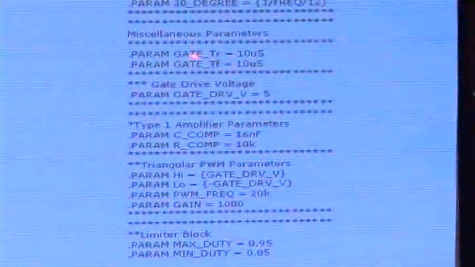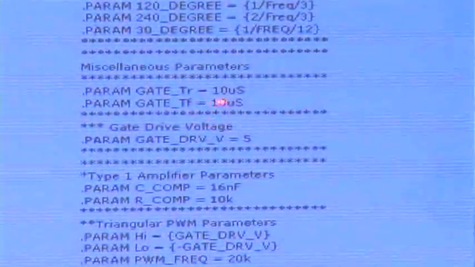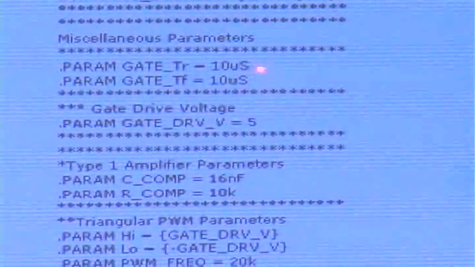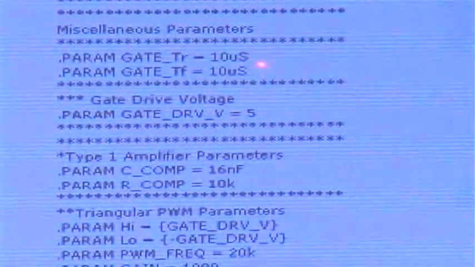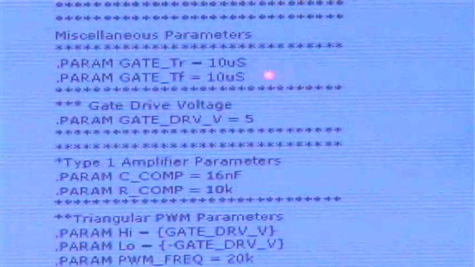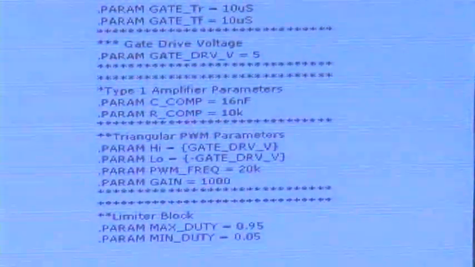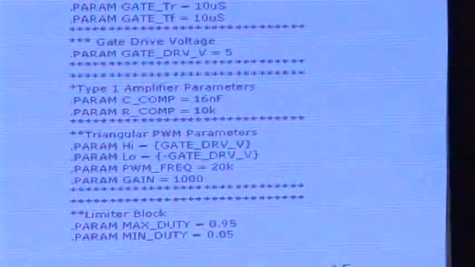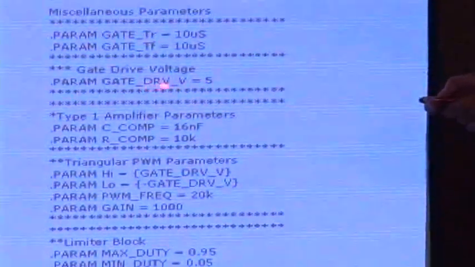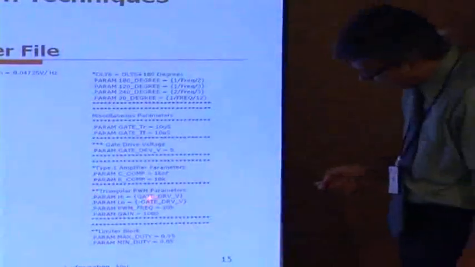And then you also have a gate TR. This is mainly for generating the square wave. It's 10 microseconds, which is probably too much; it should be 1 microsecond. But if you're trying to speed up your simulation, this has to be bigger. If you make it 1 microsecond, then you have to reduce your simulation step to smaller than 1 microsecond, because otherwise you'll have inaccurate results. Gate drive voltage is 5 volts, and then we have some type 1 amplifier parameters, which we can ignore for the time being. Don't pay any attention to this.